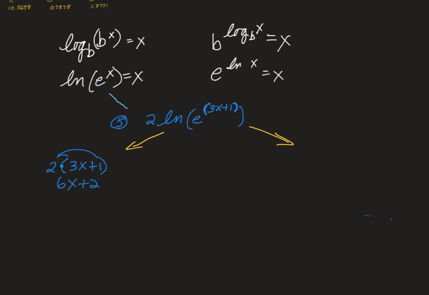The other way you could think about this is you could apply the power rule. So you have 2, and you could bring this exponent out and say, well, that's 2 times 3x plus 1, and then you've only removed the exponent using the power rule, so you still have the natural log of e. Well, the natural log of e is 1. So it's 2 times the quantity 3x plus 1 times 1, or 6x plus 2.